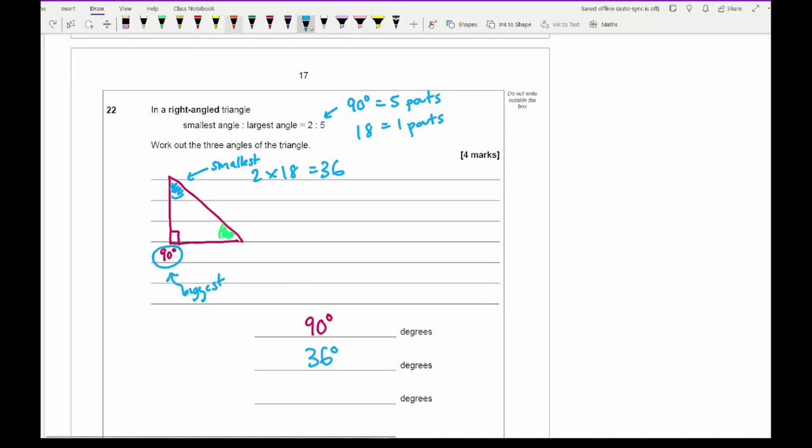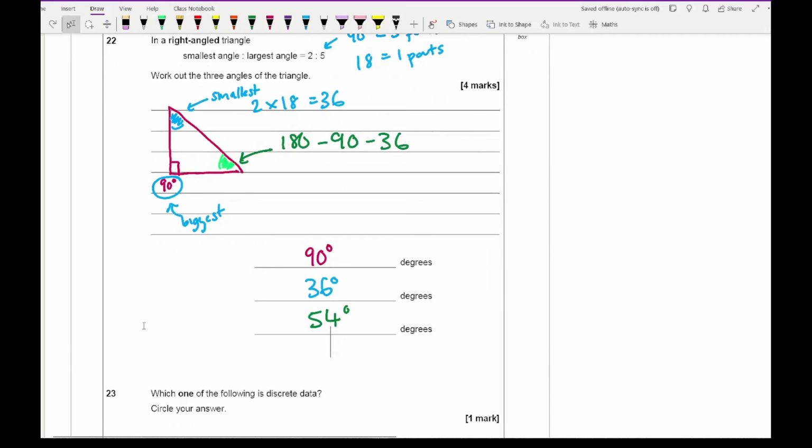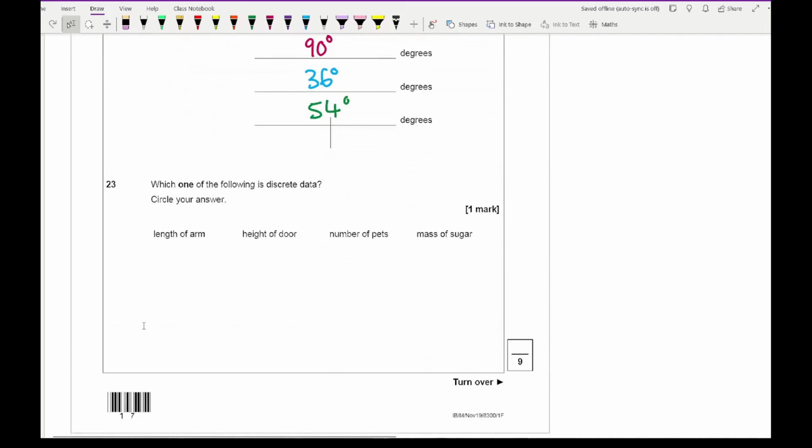Then to work out our final angle, so this little green angle here, all I need to do is do 180 minus 90 minus 36. Well, for this, I could do the subtractions, not a problem, or I could just find out what do we need to add to 36 to make 90. And that is going to be 54 degrees. Now, if you wrote those angles in any other order, that should get you the full marks. So as long as you've got 90, 36 and 54, it's all good.